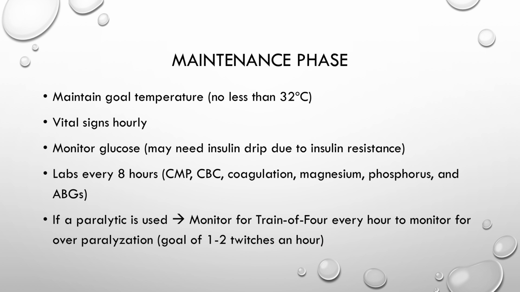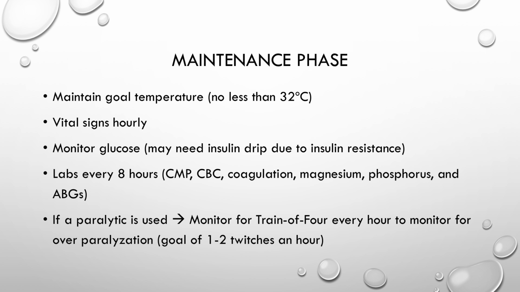And then the second phase, you want to maintain the goal temp no less than 32 degrees Celsius. You want to have your vital signs hourly. You want to monitor the glucose, and you may need an insulin drip. As the patient gets cold, you want to monitor the glucose because there is an increase in insulin resistance.